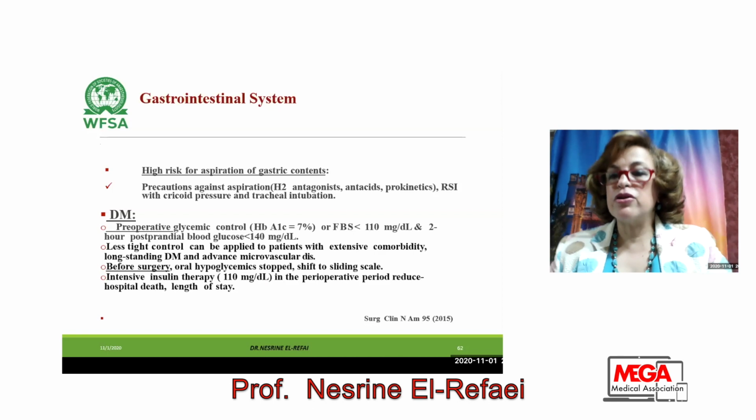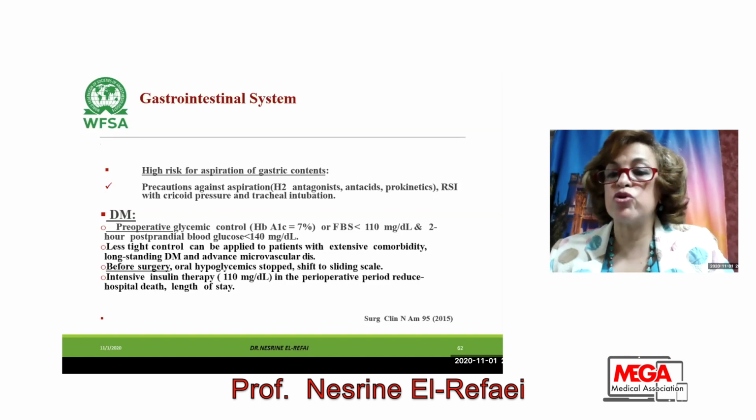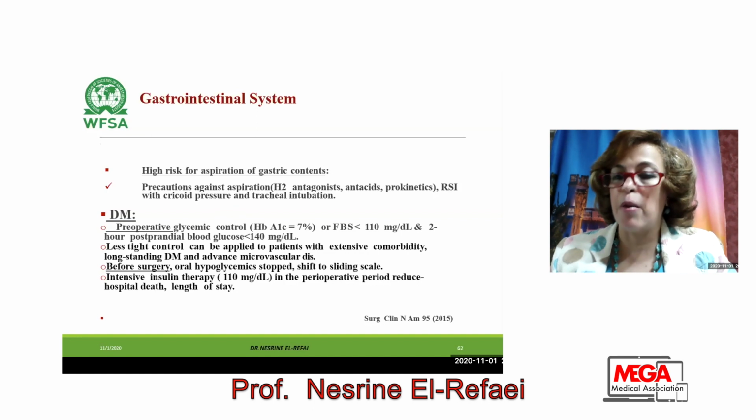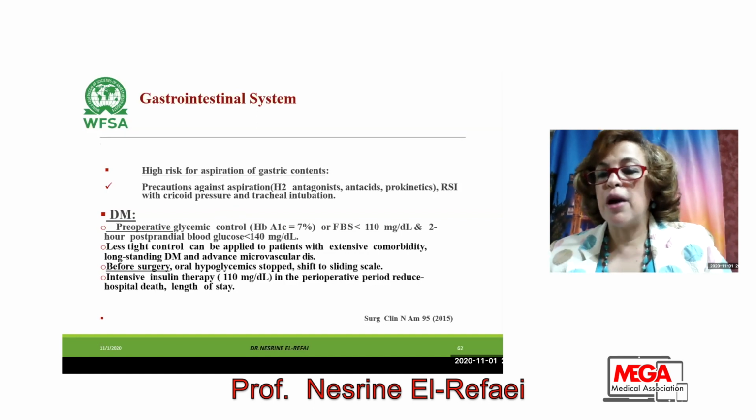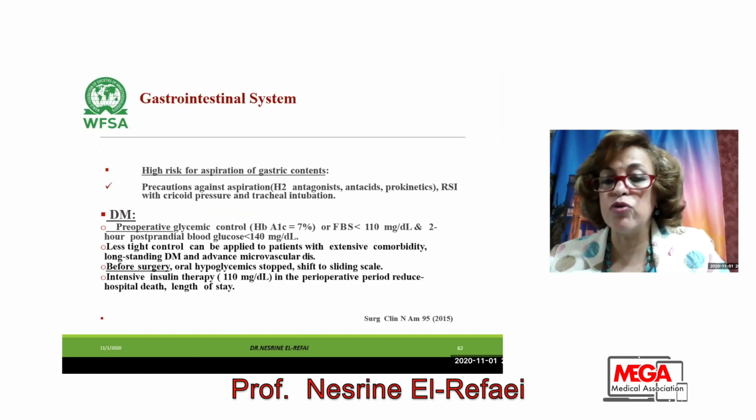What about the GIT? These patients have high risk for aspiration of gastric content. So all precautions against aspiration should be taken, such as giving H2 antagonists, antacids, prokinetics, proton pump inhibitors, using rapid sequence induction with cricoid pressure or Sellick maneuver, and rapid tracheal intubation.